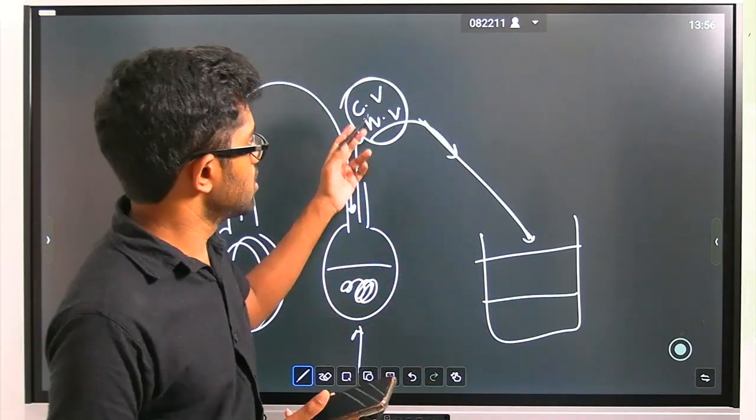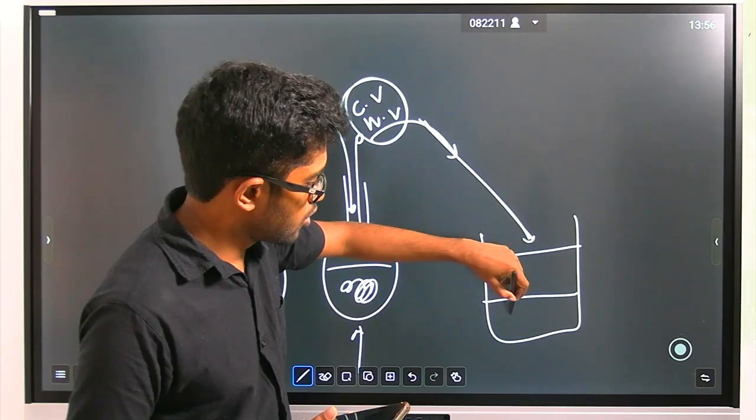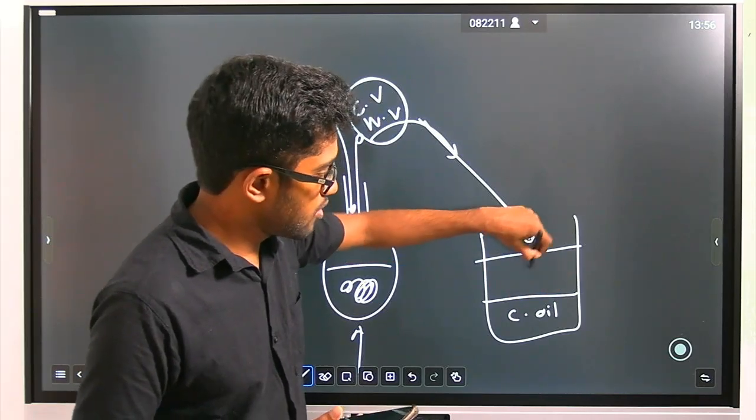So you know that the cinnamon oil is more dense than water, so cinnamon oil will be here and water will be here, right.